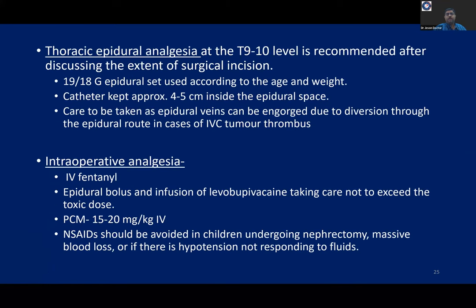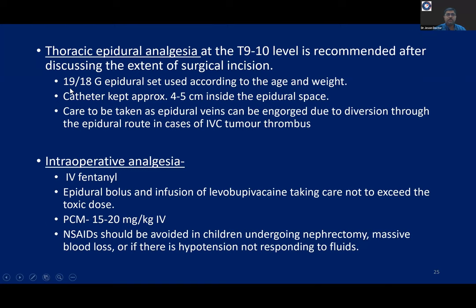So coming to the analgesia bit, apart from the monitoring, we always have various restrictions with the use of analgesia. So we always insert a thoracic epidural analgesia, and preferably the lower thoracic level is recommended. This needs to be inserted in congruence with the surgical incision. So if they're taking a vertical midline incision, a transpyloric incision or a horizontal incision, that needs to be discussed beforehand with the surgical team. And the epidural needs to be inserted at a level which is congruent to the surgical incision.